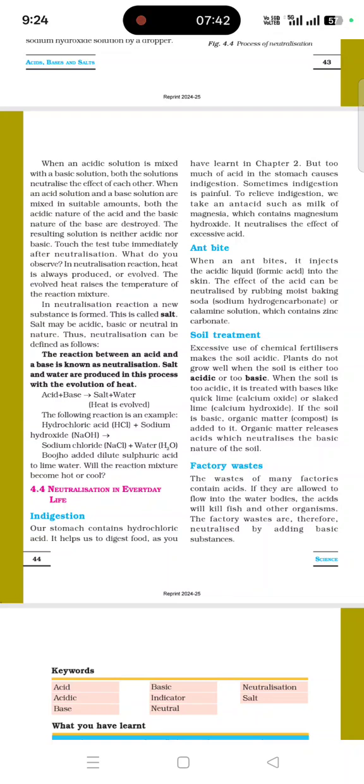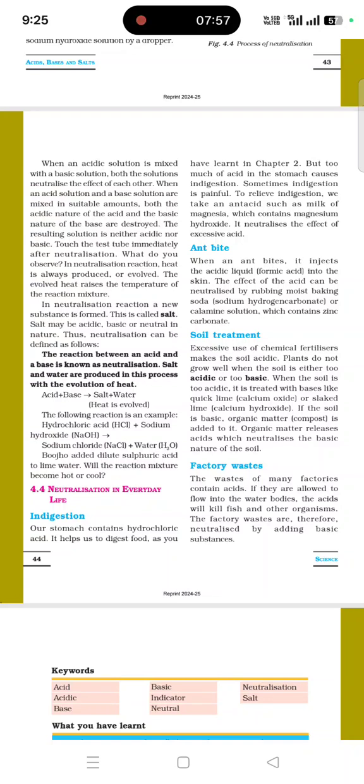When an acidic solution is mixed with a basic solution, both solutions will neutralize the effect. Thus they will form a kind of salt. If the acid you are using is a strong acid, then the salt formed will be acidic in nature, and it is called an acidic salt.